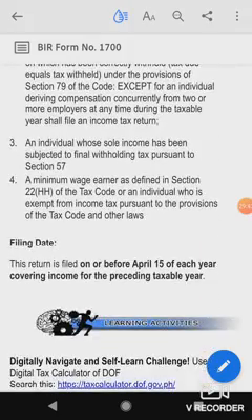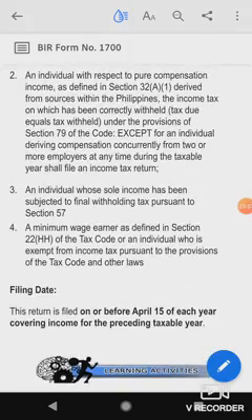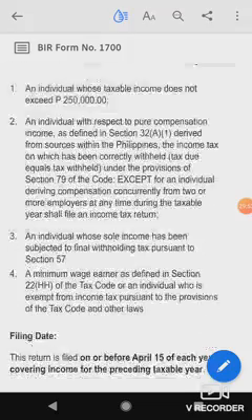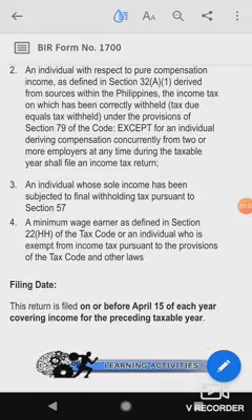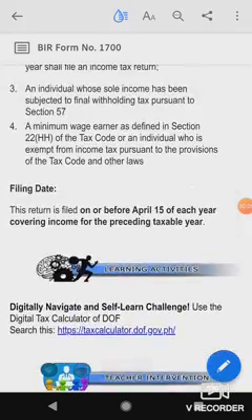Third, an individual whose sole income has been subjected to final withholding tax pursuant to Section 57 is also exempted. And lastly, a minimum wage earner as defined in Section 22 of the Tax Code, or an individual who is exempt from income tax pursuant to the provisions of the Tax Code and other laws. So the filing date: the return is filed on or before April 15 each year, covering income for the preceding taxable year.